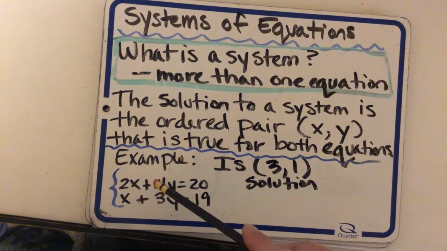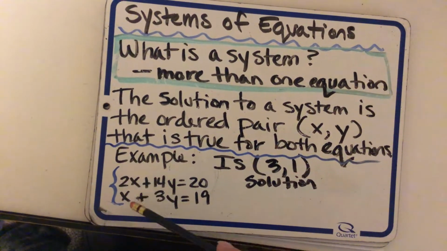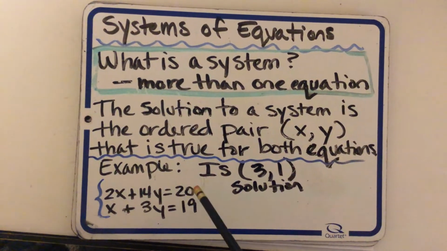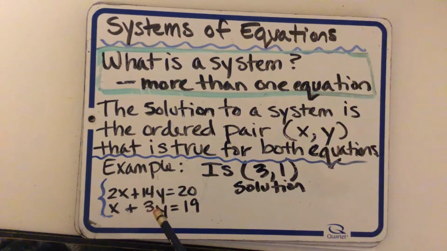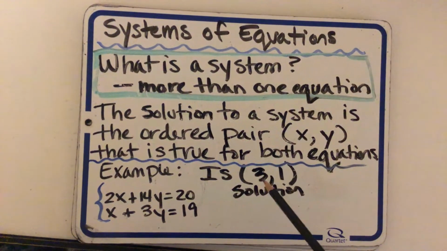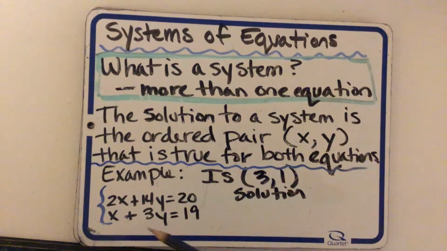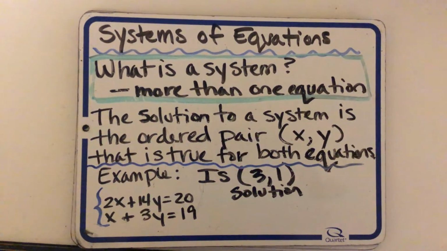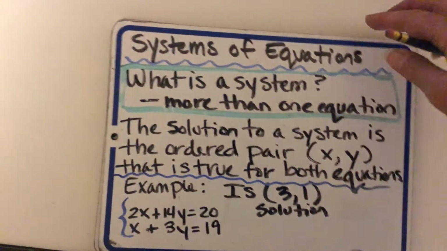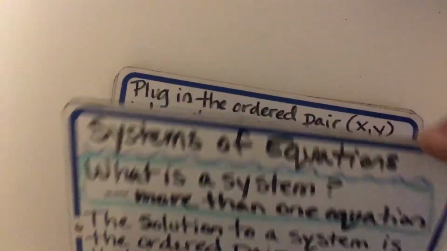So notice I have my system here. The system is made up of two or more equations. So I have 2x plus 14y equals 20, and I have x plus 3y equals 19. They want to know if the ordered pair 3, 1 is a solution to that system. So how do we figure this out? Well, I rewrote this on another board, and let's take a look.